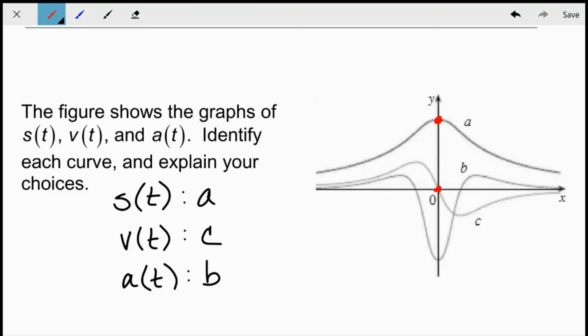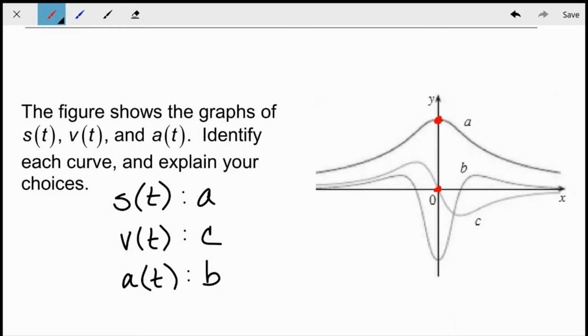I can also see that for graph A, it's increasing to the left of 0 and it's decreasing to the right of 0. So if C is going to be my velocity graph, it should be positive to the left of 0 and negative to the right of 0. And that's all making sense so far. Now, the last thing I want to check, if A and C are matching up, is whether B is going to match up and be the acceleration graph.